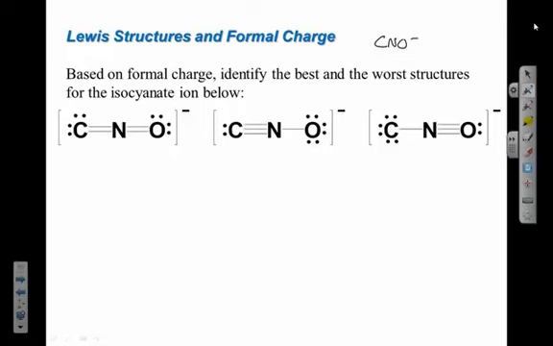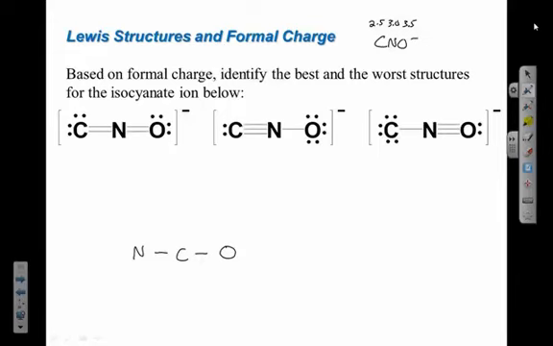So I would say that these three are probably not the most reasonable ones to draw, given that carbon is to the left of nitrogen. Its electronegativity is going to be lower than nitrogen. You probably would start by putting the carbon in the center, not the nitrogen. You should be able to come up with a more stable structure that way.